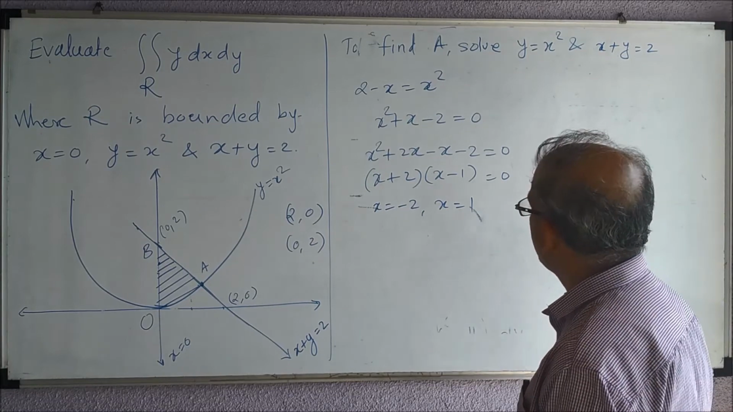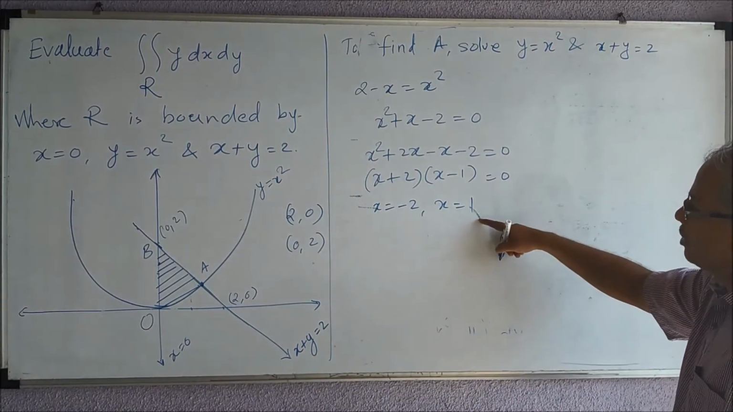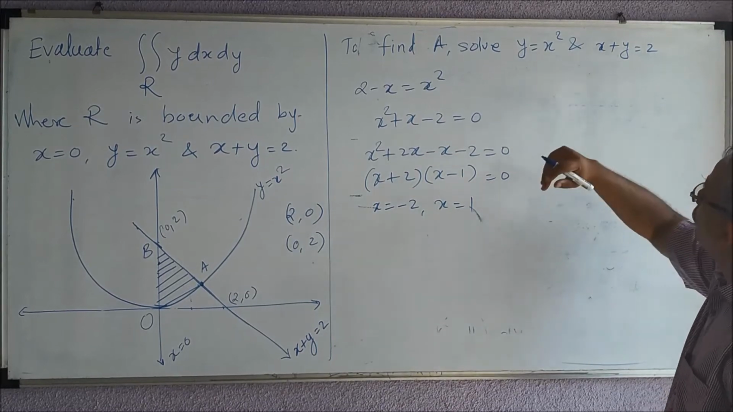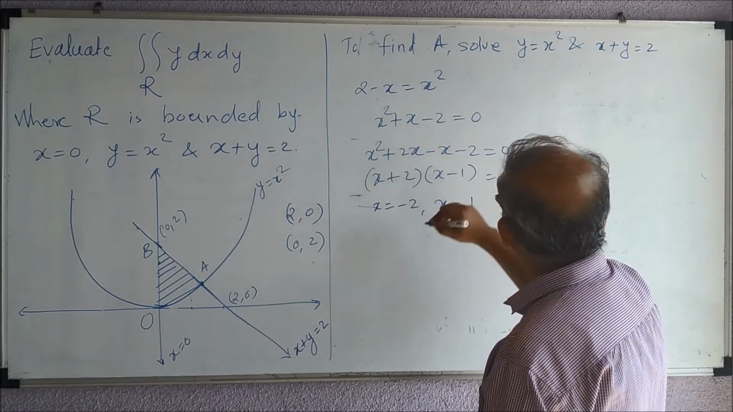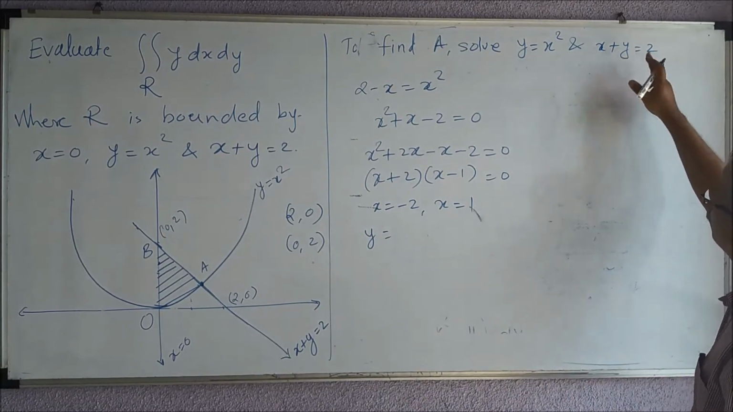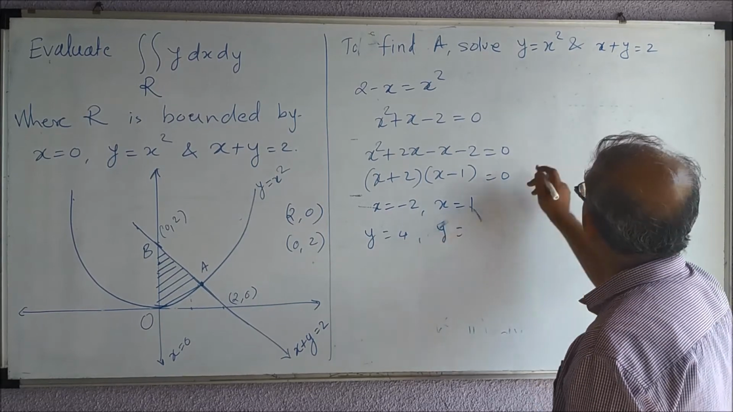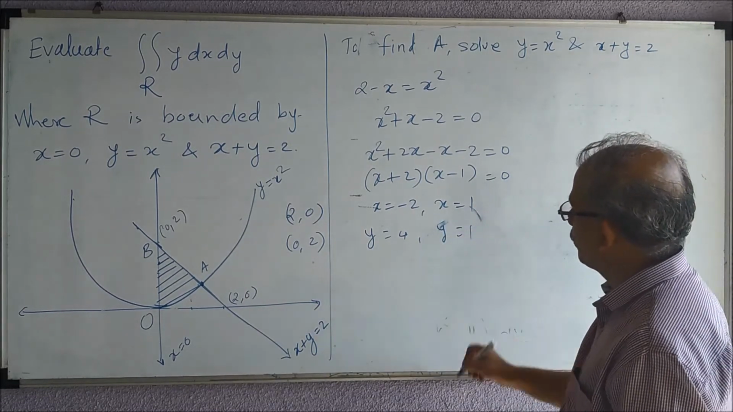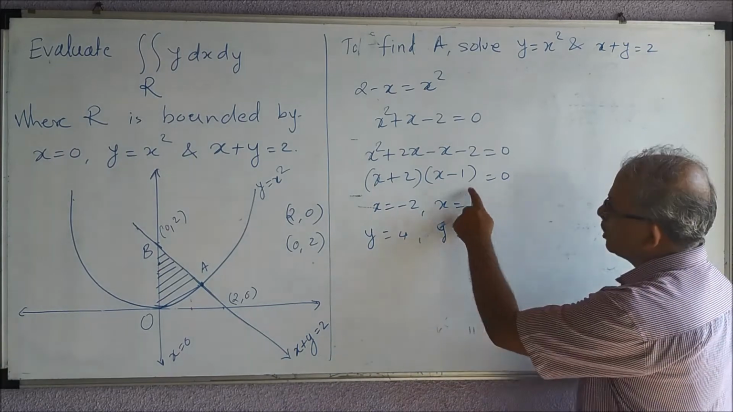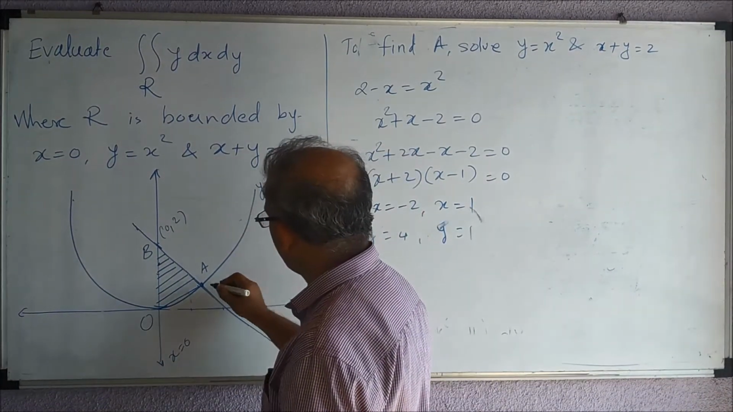So these are the two values. Let us substitute in one of the equations. Then if I put x equal to minus 2, y is 4, and if I put x equal to 1, y is 1. Now see that this point 1 comma 1 is in the first quadrant, so A has to be 1 comma 1.